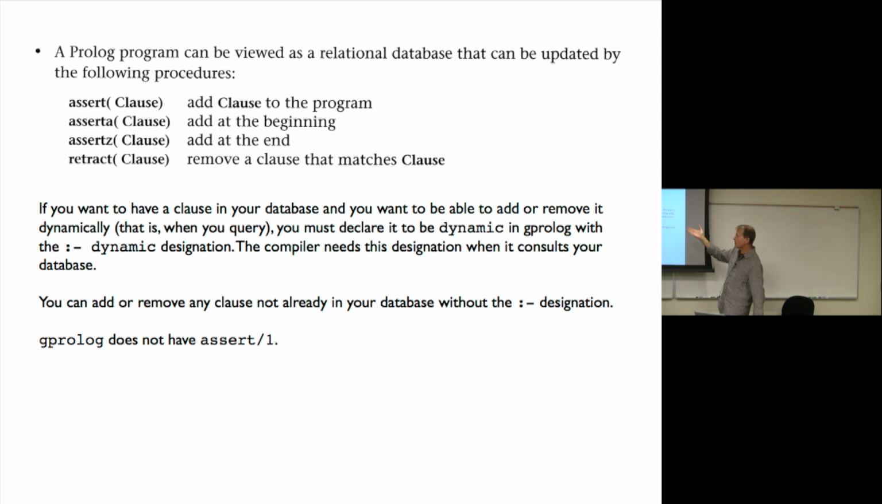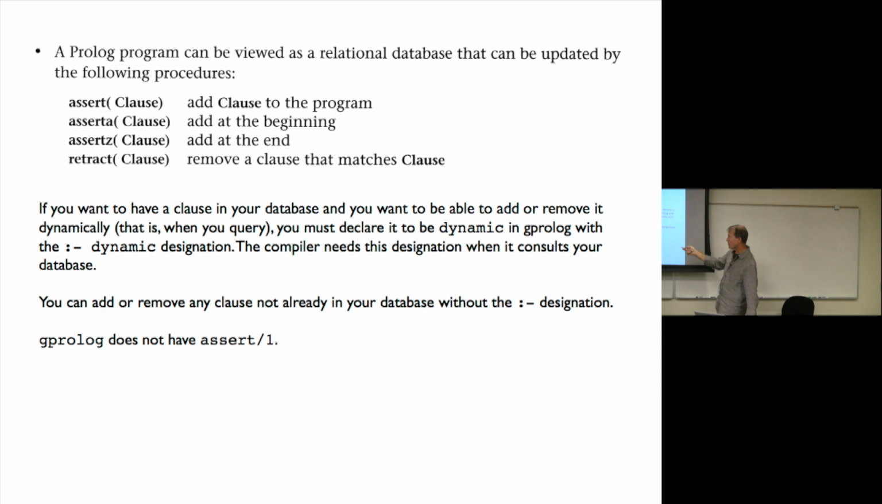Now, you understand why there's not a retract A and a retract Z. Because if you retract it, it's going to go find it and retract it wherever it is. But if you put it in, you want to have the flexibility of putting it either at the beginning or at the end. Are you with me? Okay, so we're going to have asserta, assertz, and retract in GProlog. Now there's one other thing about GProlog that's different from what's in the book.